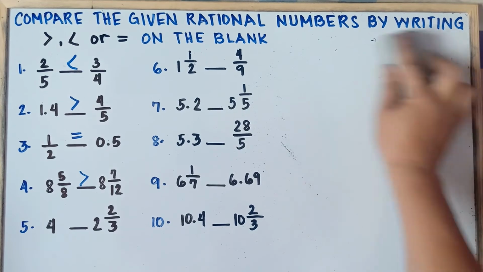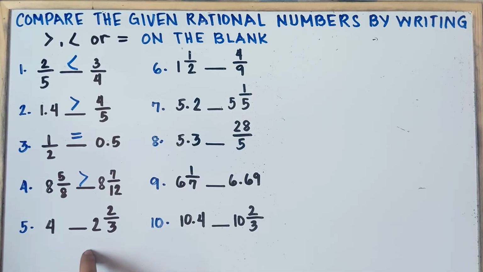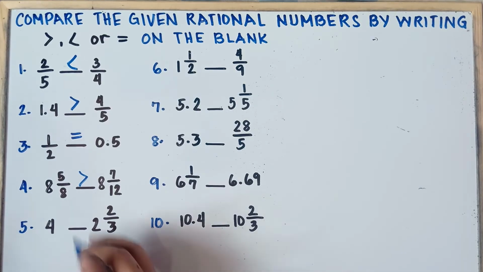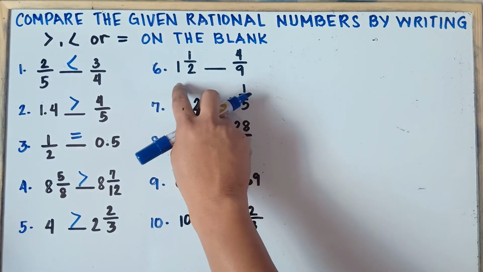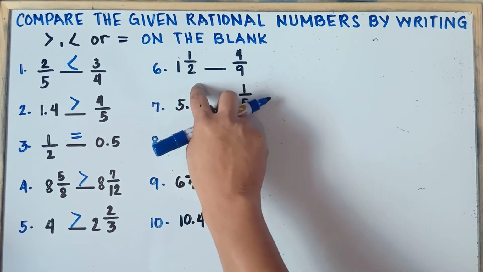Alright, so number 5. A whole number 4, and then we have whole number 2. Therefore, class, automatically, this is greater than this one, because this is just 2. The whole number is just 2, and this is 4. So this is greater than number 6, class. Once again, you have a proper fraction, and you have a mixed number, a whole number together with a fraction. Therefore, this is greater than this one.